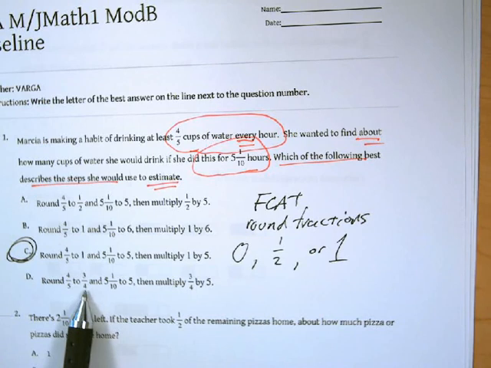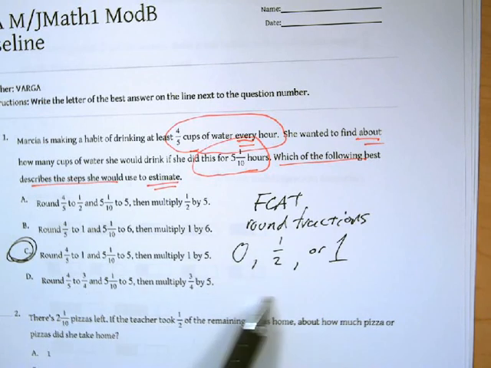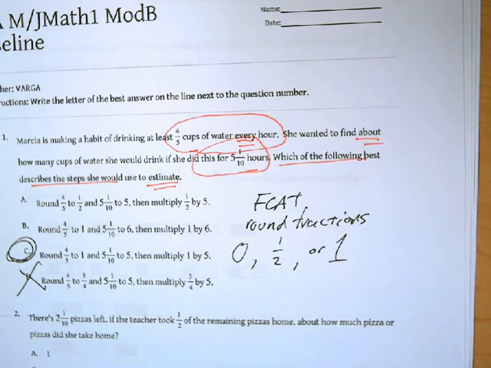Okay. Also, before I start the problem, I might notice this one says round to 3/4. FCAT says round to 0, a half, or a whole. So I could cross this one off. If I needed to guess, I won't guess any that say 3/4 or anything like that. It has to be zeros, halves, and wholes, and that's it.